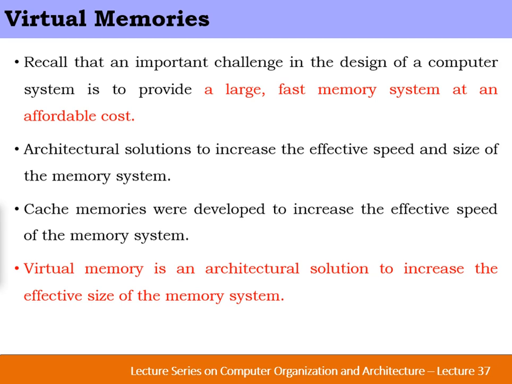We have one more criterion, that is the size of the memory system. In order to increase the size of the memory system, we can make use of the virtual memory concept. Virtual memory is an architectural solution used to increase the size of the memory system. Cache memory works for effective speed, whereas virtual memory goes for effective size of the memory system. These are the two concepts used for achieving a large and fast memory.